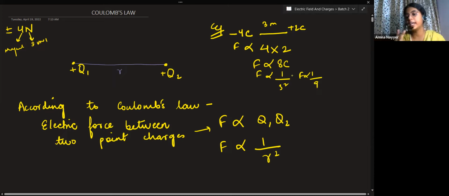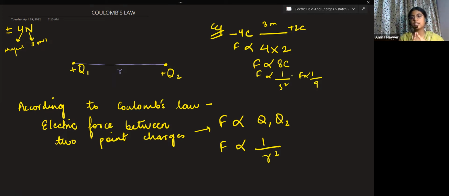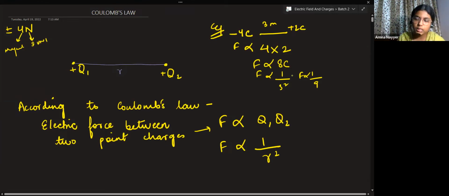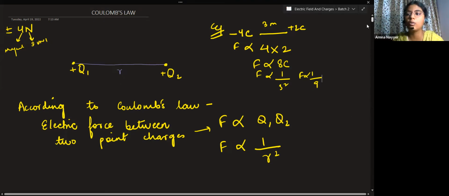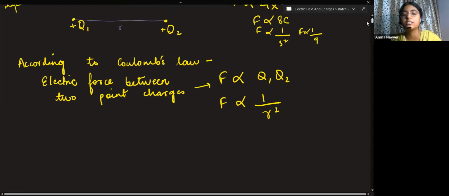These are the two statements of Coulomb's law. If two charges are there in nature which are separated by a certain distance, the electric force between these two charges is proportional to the magnitude of both these charges, and it is inversely proportional to the square of the distance between them. This is what your Coulomb's law is. This is a law that will be required to solve the rest of the phenomena and your questions.